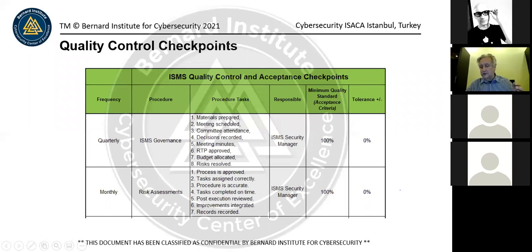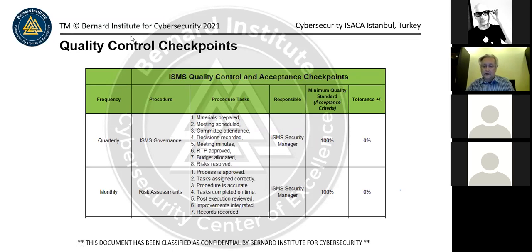So you might look at the materials that were prepared for the meetings, the schedule of the meetings. You might look at the attendance at the meetings. You could look at decision records. You could look at meeting minutes. You could look at risk treatment plan recommendations that were approved. You could look at the budget that was allocated or the risks that were resolved. And then, of course, every process has some kind of manager assigned.